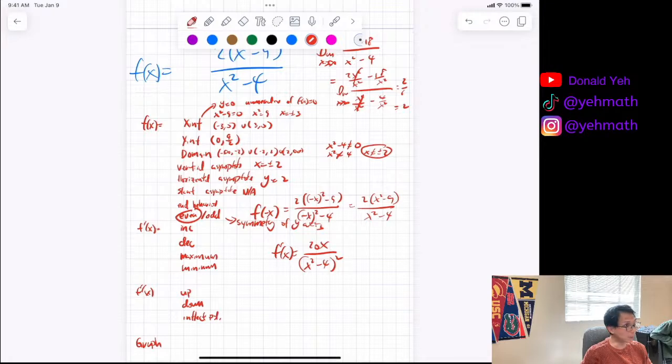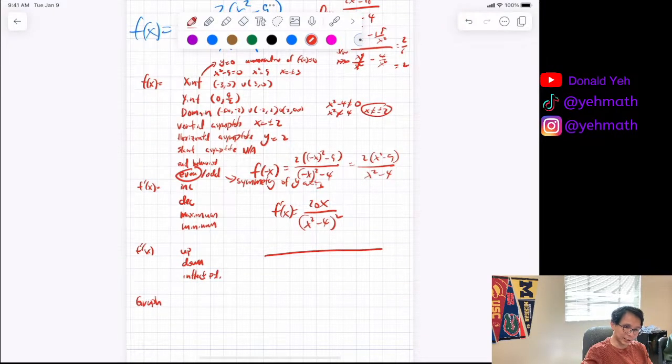(20x over x squared minus 4 squared). That's after you take a derivative. Now, do I need to do a number line test on the bottom? You probably still need to do -2 to 2. And you had to do 0 as well, just because there's an asymptote. The asymptote is going to affect the increasing and decreasing. So I'm just going to do 20x here.